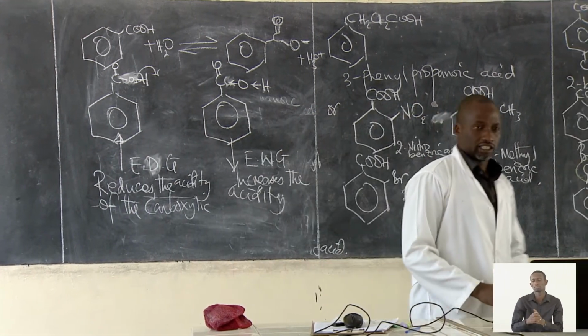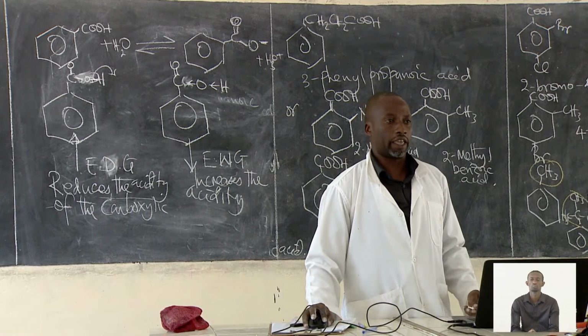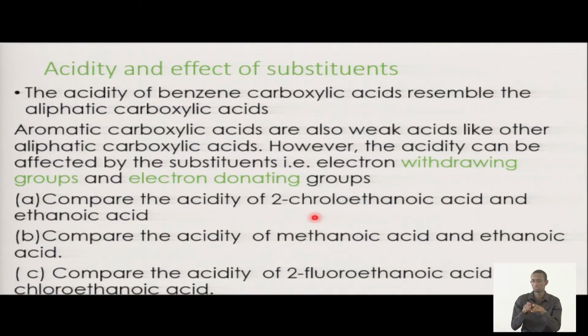So look at this. It is the same thing that happens over here. Compare the acidity of 2-chloroethanoic acid and ethanoic acid. That is an example that we are talking about. This is 2-chloroethanoic acid. This is chlorine over here. This is hydrogen. So you're comparing it with ethanoic acid. These two. This is ethanoic acid over here.